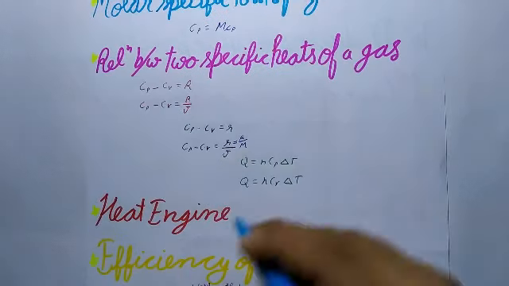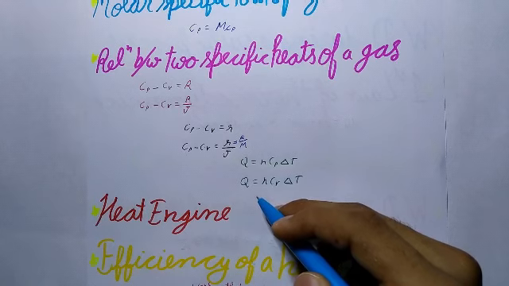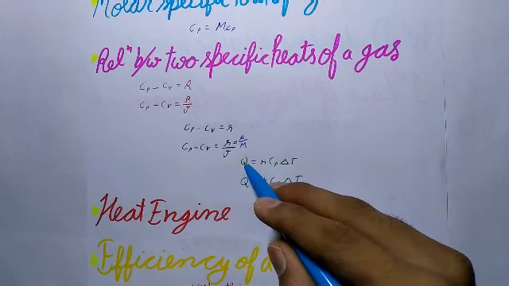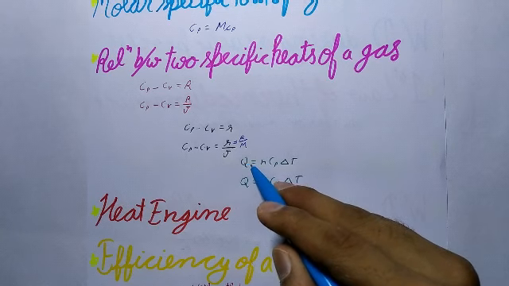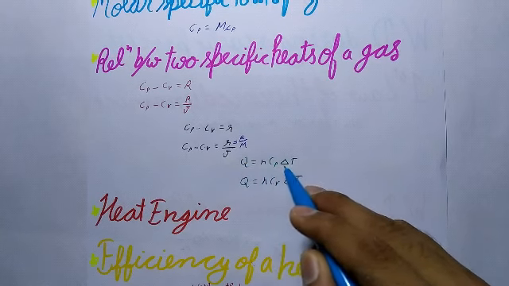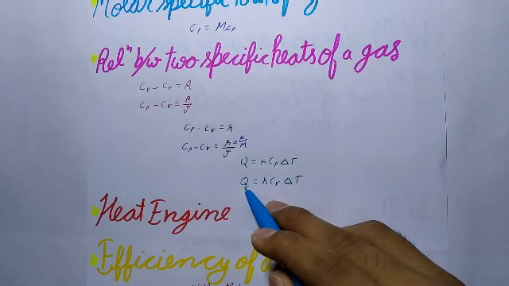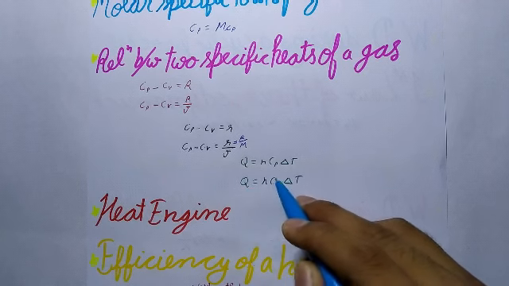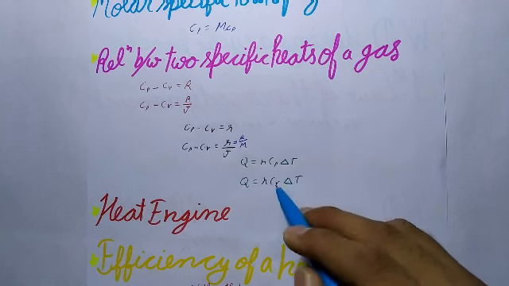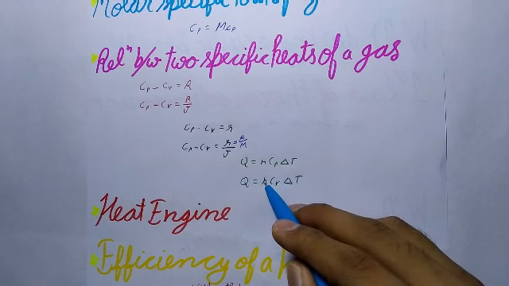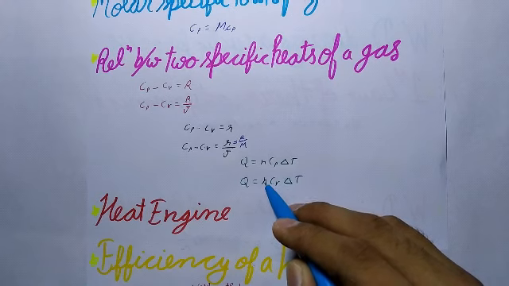And now, clearly, heat lost or heat gained by n moles of a gas: first, at constant pressure, Q will be equal to n Cp delta T, and second, at constant volume, Q will be equal to n Cv delta T, where n is the number of moles of gas, which is equal to the mass of a gas upon its molecular mass.